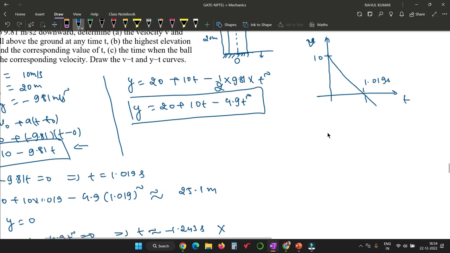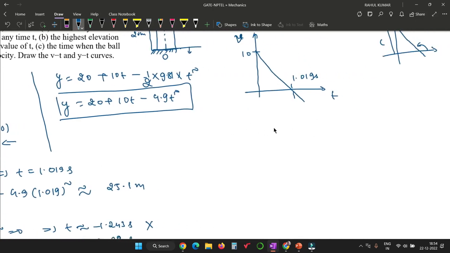Now it is asking for the YT curve. So now you have to draw the YT curve. Can someone tell me whether it is concave upward or downward? Is this YT equation concave upward or downward?